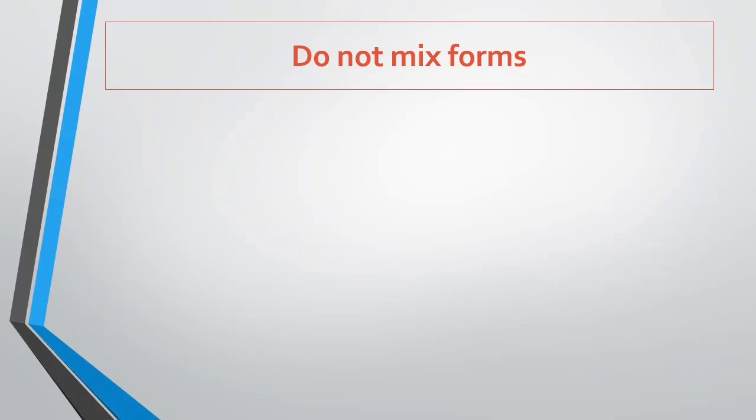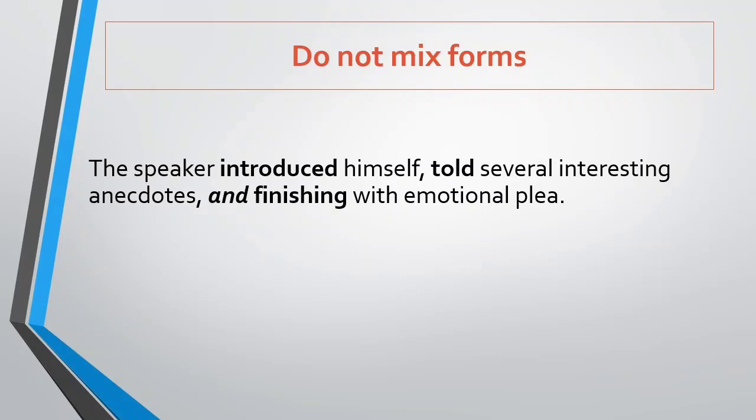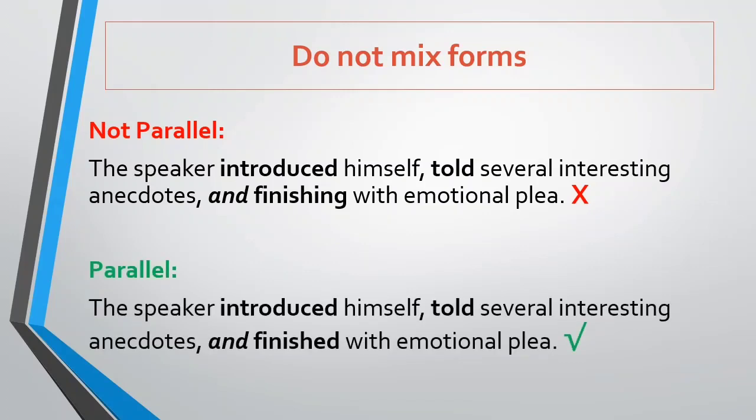When we have a parallel structure in a sentence, we should not mix the forms. For example, the speaker introduced himself, told several interesting anecdotes, and finishing with emotional plea. This sentence is not parallel because one of the verbs is in the form of verb-ing, that is a mixing form of a verb, while all of the verbs should be in the past form. So, the correct parallel structure is: the speaker introduced himself, told several interesting anecdotes, and finished with emotional plea.